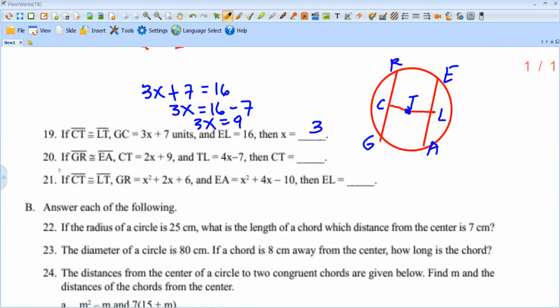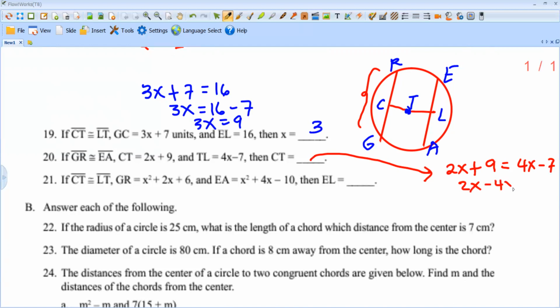Next, number 20. GR is equal to EA. CT is equal to 2x plus 9. TL is equal to 4. Okay, so what is CT? So we will be looking for this first. They are equal, right? So we will get first the x. So 2x minus 4x is equal to negative 7 minus 9. So negative 2x is equal to negative 16. So x is equal to 8.